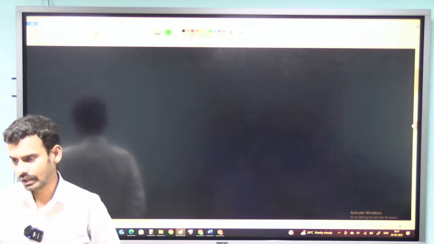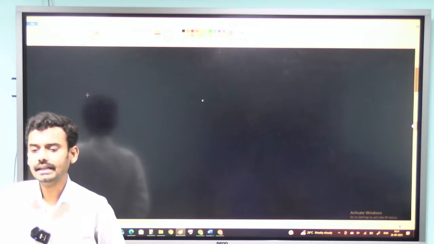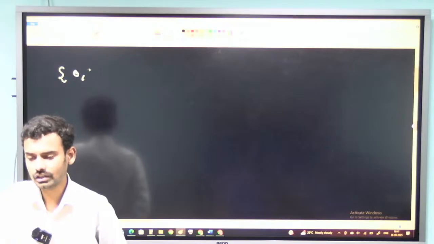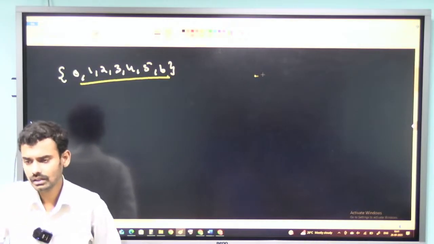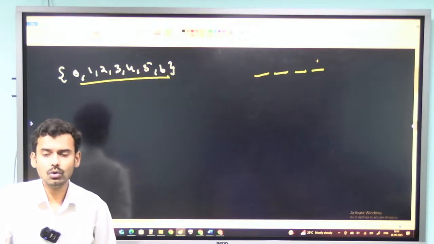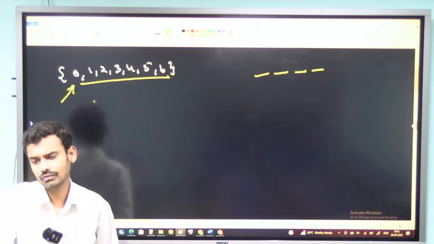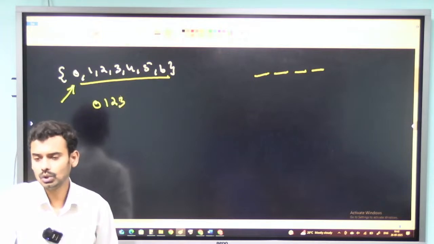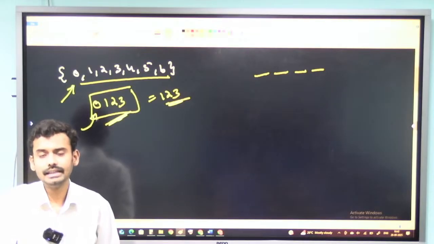Before going to repeated letters, what happens when 0 is included? Let's say the given digits are 0, 1, 2, 3, 4, 5, 6. Then I need to form the same 4-digit number, but the only problem with this set is that it has a 0. Suppose I form the number 0, 1, 2, 3. Don't you think this is not a 4-digit number? 0, 1, 2, 3 can be written as 1, 2, 3. This is also 123 and this is also 123. So there is no point in writing 0 in the highest place value.